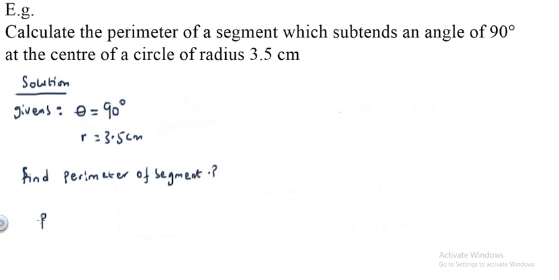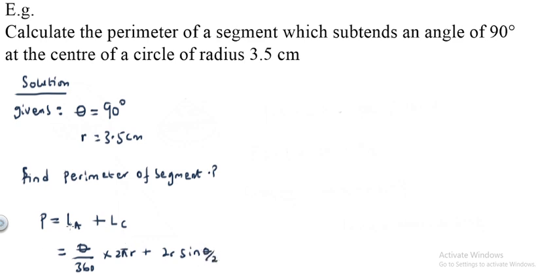We know that the perimeter of a segment is the length of the arc plus the length of the chord. So I'll say LA for the length of the arc and LC for the length of the chord. If I write this, the length of the arc is theta over 360 times 2 pi r. Remember, the length of the chord is 2r sine theta over 2.